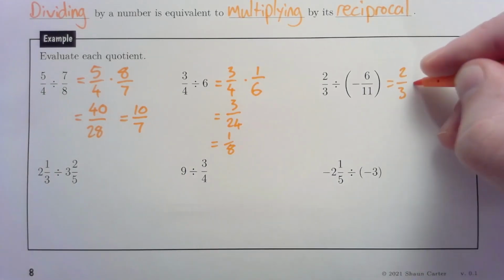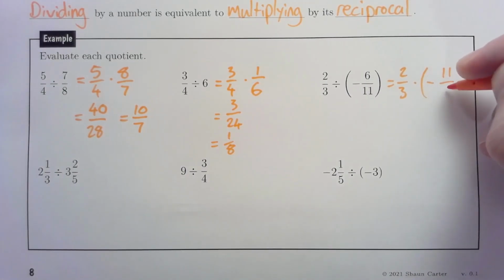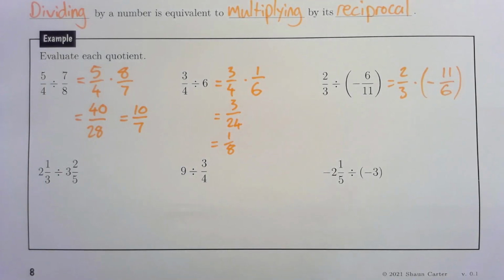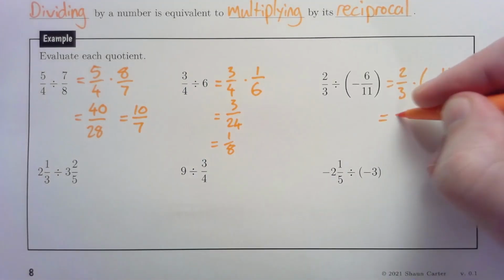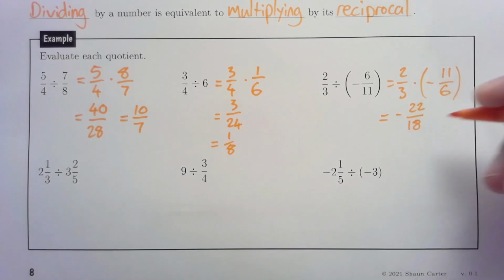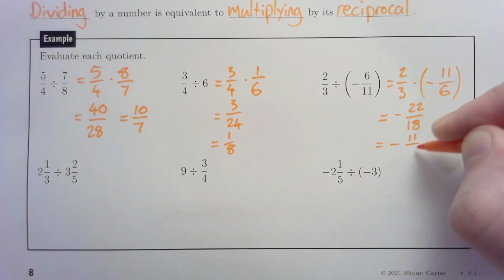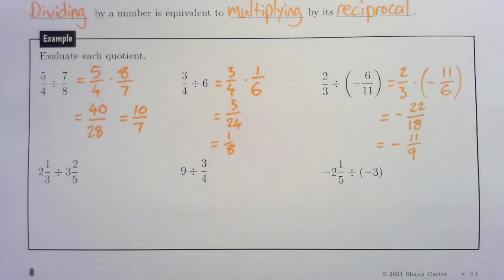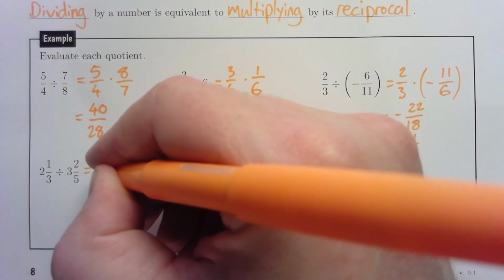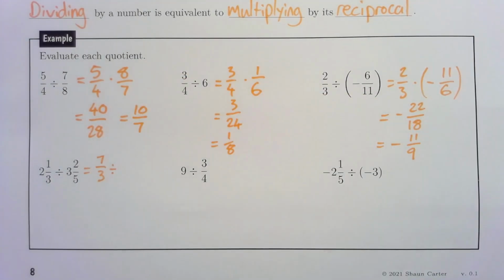2/3 divided by -6/11. Take the reciprocal of the second fraction, we get 2/3 times -11/6. When you take a reciprocal, the negative just stays exactly the same as it is. Multiply these together, we get -22/18, which simplifies to -11/9. If we have some mixed numbers, such as 2 1/3 divided by 3 2/5, we can write these as improper fractions. So 7/3 divided by 17/5.